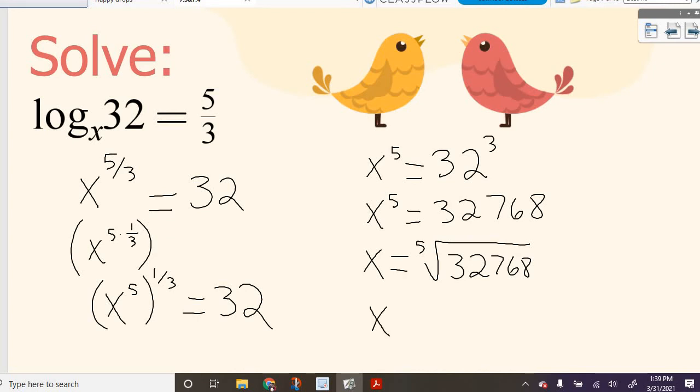We get that x equals 8. You also could have done this the opposite way and taken the 5th root first, and you would have gotten 2, and then raised to the third power and gotten 8, because 2 to the third is 8.